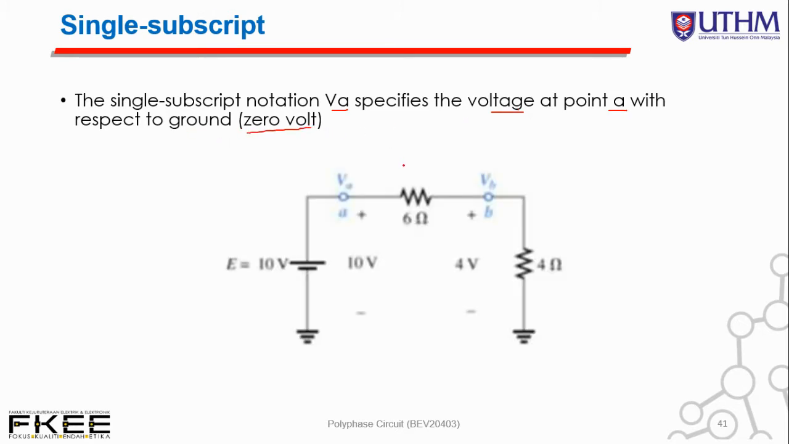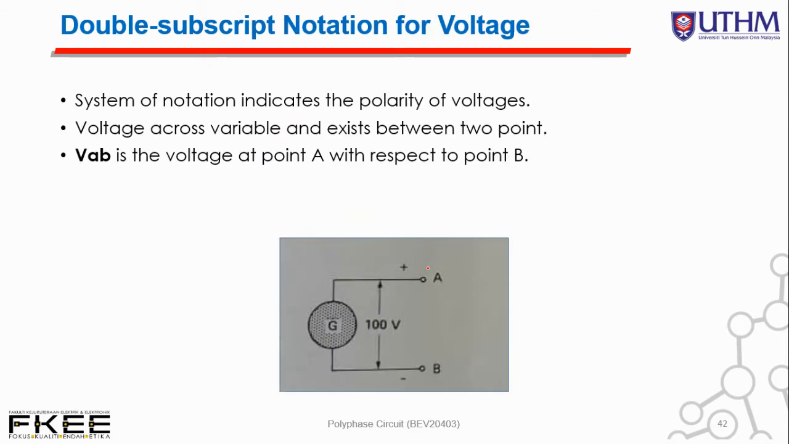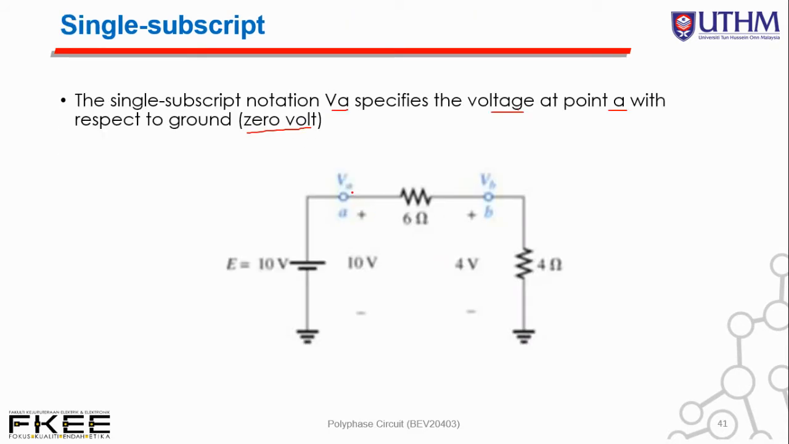So we have point A, or node A. The voltage potential over here is called VA. It's not clear, it is unseen, so let me write again for you. This is VA, positive and negative.